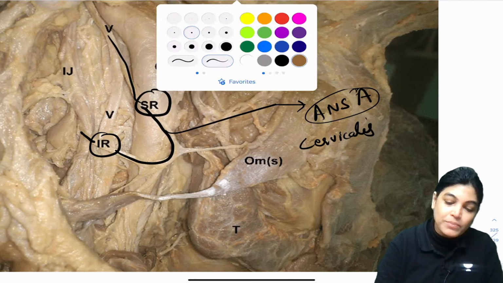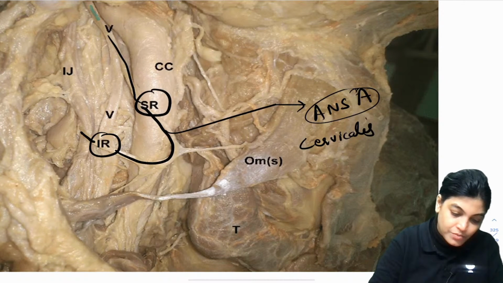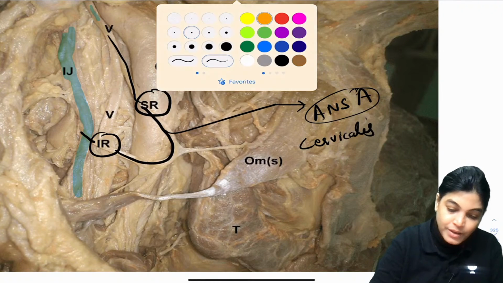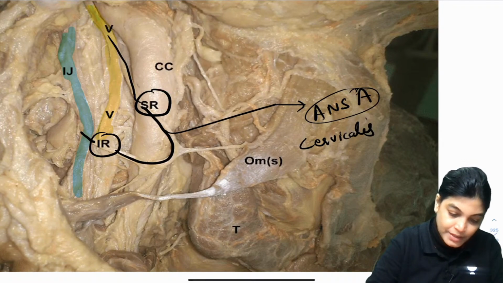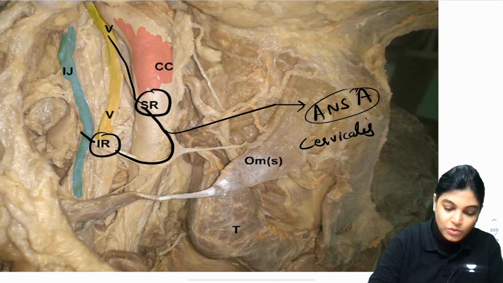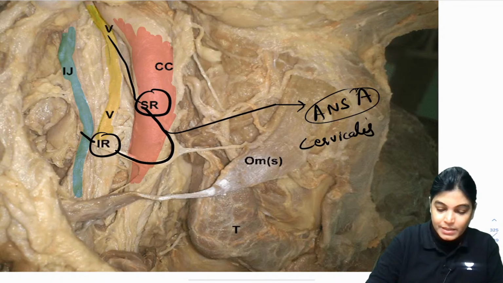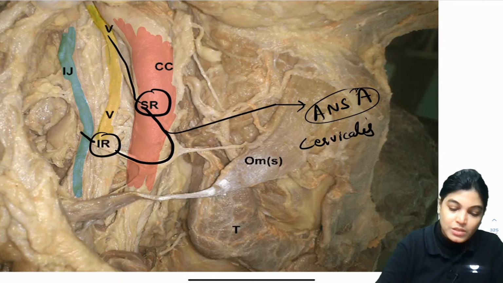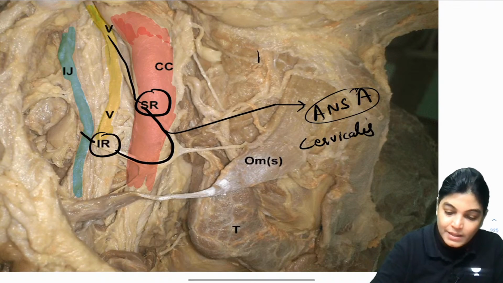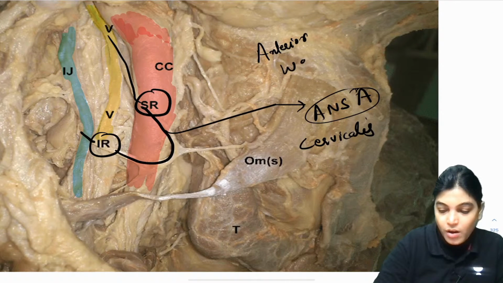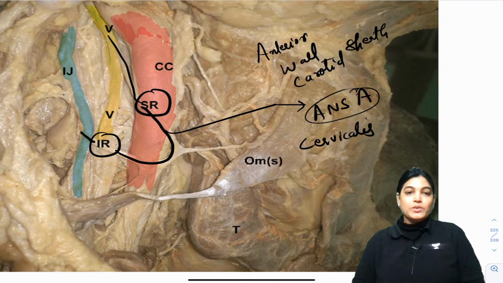Here you can appreciate the internal jugular vein very nicely. You can appreciate the vagus nerve very nicely. You can appreciate the common carotid artery very nicely. We know that the carotid arteries, the internal jugular vein and the vagus nerve are the structures of the carotid sheath. So the ansa cervicalis loop is lying in the anterior wall of the carotid sheath. This is showing you the loop here.